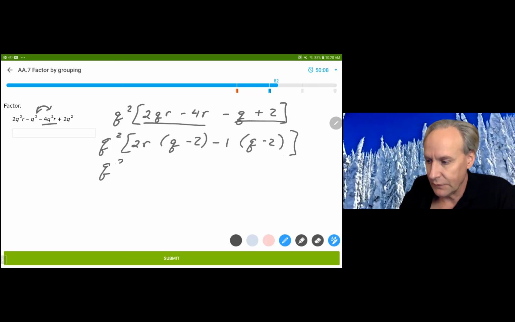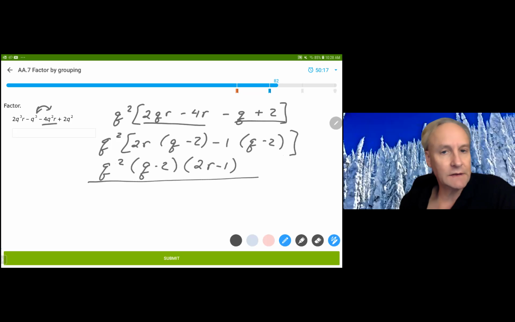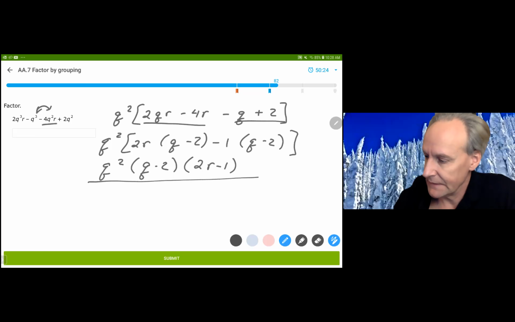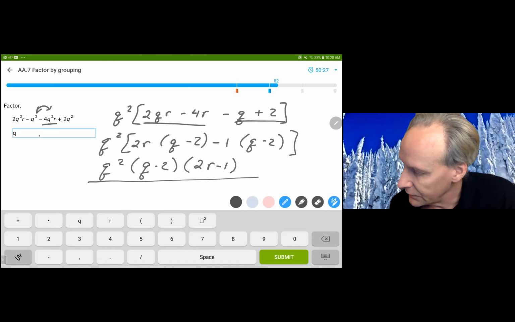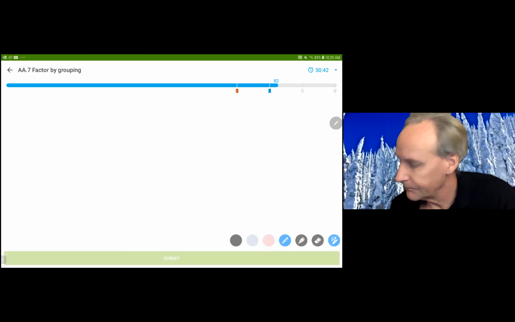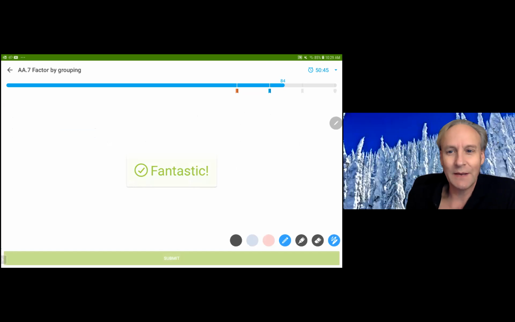So now I have a Q squared. I've got a Q minus 2, and I have a 2R minus 1. I could have done this in whatever order, and we could have done it in a different order, but in general, I kind of skipped a step, but other than that, it should work out okay. Q squared, we've got a Q minus 2, and we have a 2R minus 1. And it looks good. Wanted to make sure I copied it correctly this time.